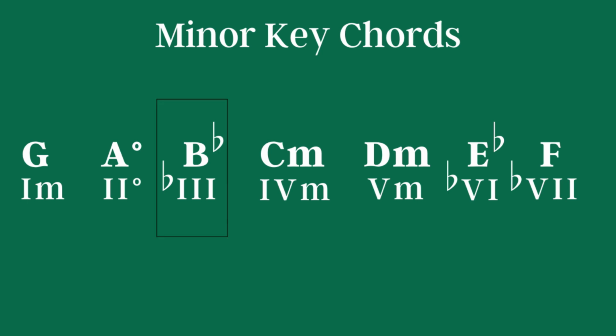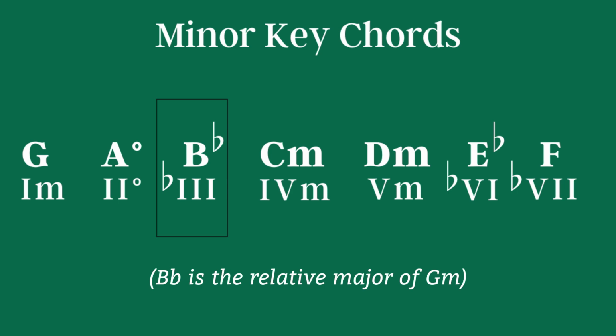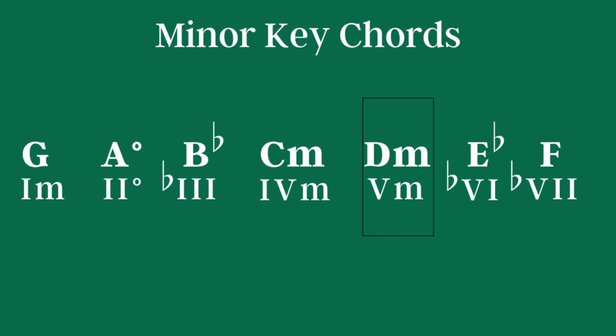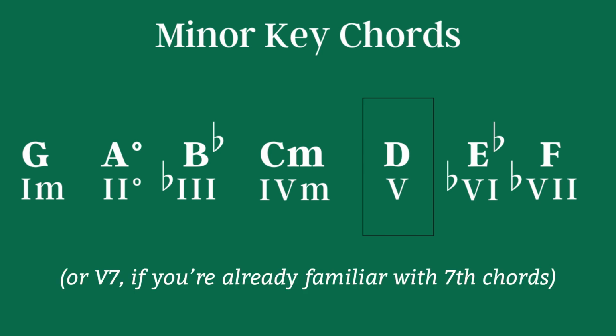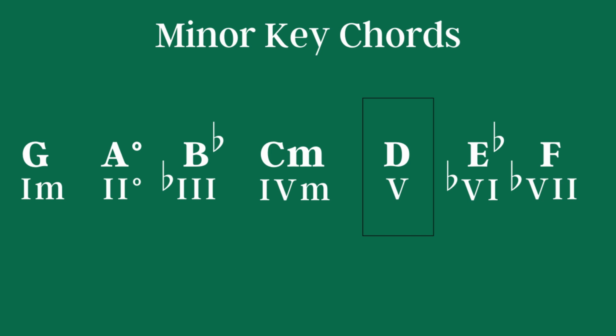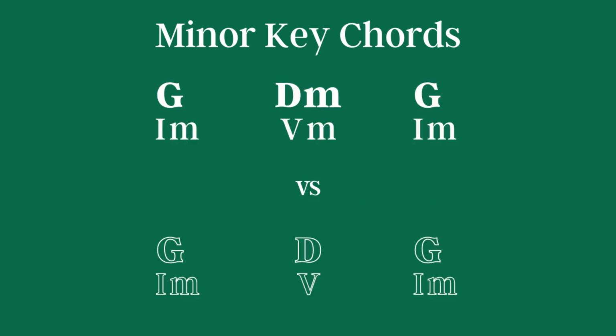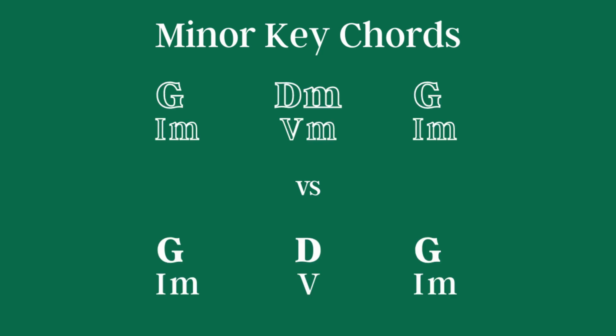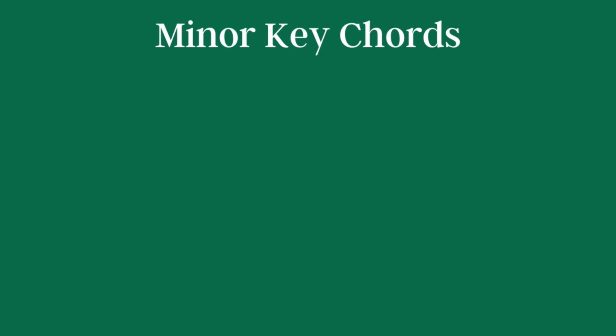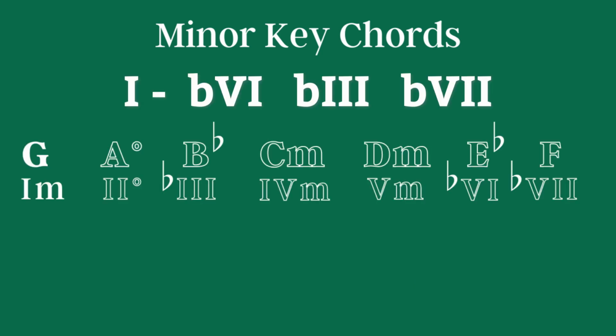Oftentimes, songwriters will intentionally leave out the flat 3 chord, because it's also the 1 chord in the relative major. This removes any confusion as to whether or not the key is minor. Additionally, for reasons we'll get into in a separate video, the 5 chord in a minor key can also be major, depending on how it functions in the progression. The short answer for this is that the minor 5 chord sounds weak in comparison to the major 5 chord. I'll give you a quick comparison now. All that said, here are some common chord progressions in minor keys.